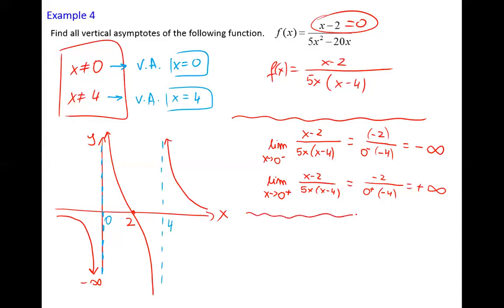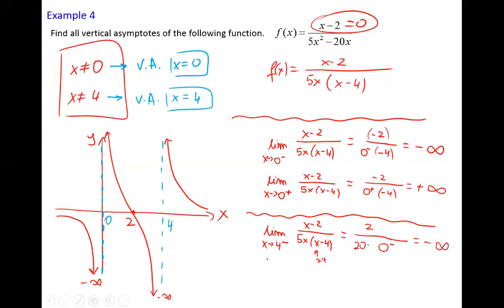I can, of course, prove this. Let's compute the limit as x goes to 4 from the left-hand side of x minus 2 over 5x times x minus 4. 4 minus 2 is 2, positive. 5 times 4 is 20, but I can just say positive, because I'm only looking at whether it's positive or negative. And 4 minus 4 is 0. But on the left-hand side, I do have a value like 3.9. 3.9 minus 4 is negative. That means positive 2, positive 20, but negative 0 will give me negative infinity. And we can see negative infinity.